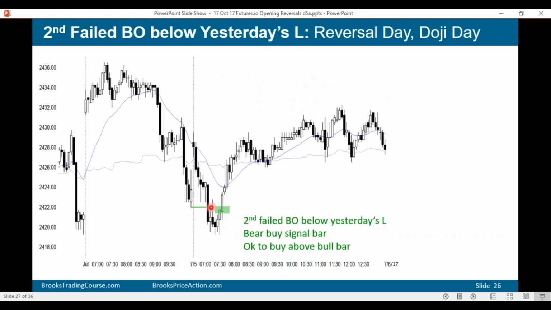Break below yesterday's low, tried to reverse up, failed, and now we're getting a second reversal up with a bull bar closing on its high, reasonable to buy on a stop above the high of that bar.